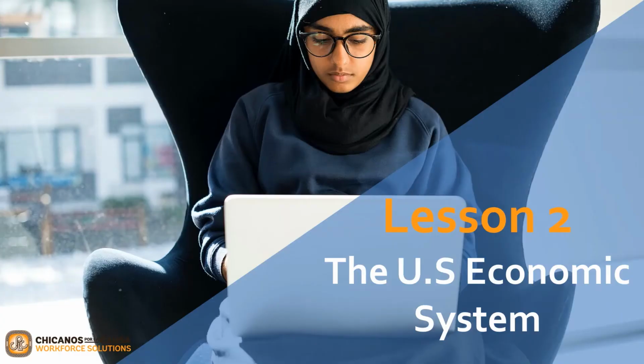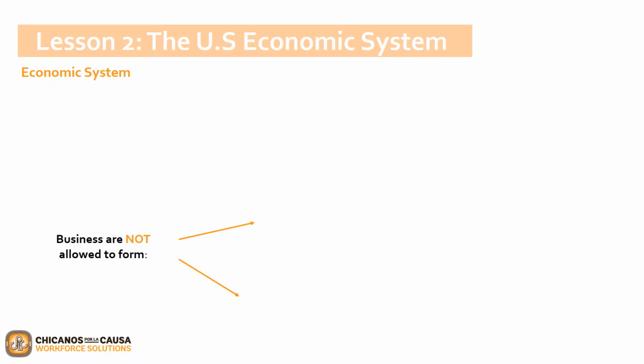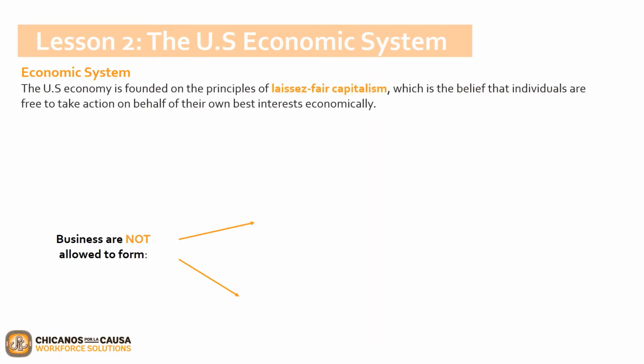Let's move on to lesson 2, the U.S. economic system. Given the amount of freedoms that we have in the U.S., it should be no surprise that the economic market is controlled by the economic activity of individuals and businesses. The U.S. economy is founded on the principles of laissez-faire capitalism, which is the belief that individuals are free to take action on behalf of their own best interest economically.